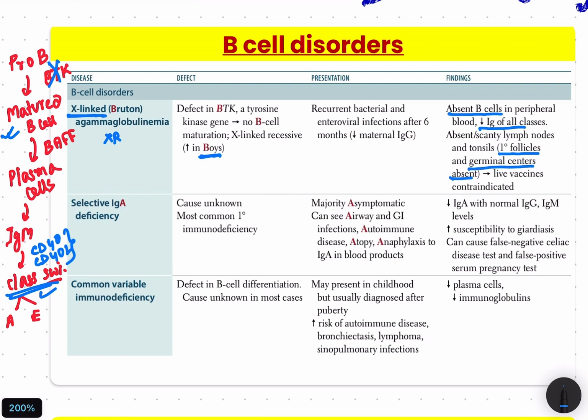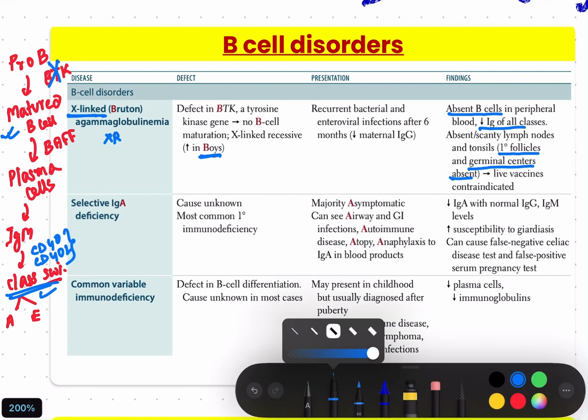That's why if you give live vaccines to them, it will cause severe infections, because when we give live vaccines, the vaccine stimulates antibody production in our body, but this pathway is not going to happen because the B cells cannot mature. So live vaccines are contraindicated.